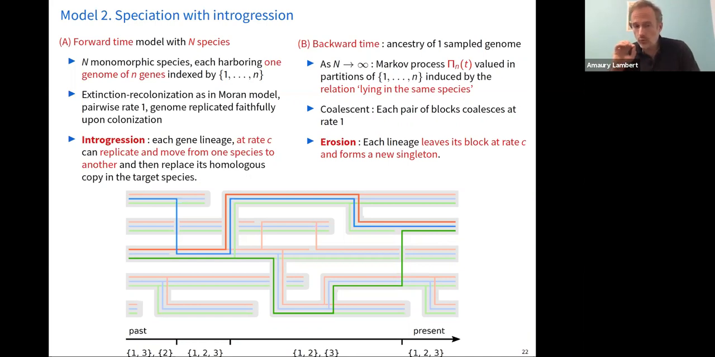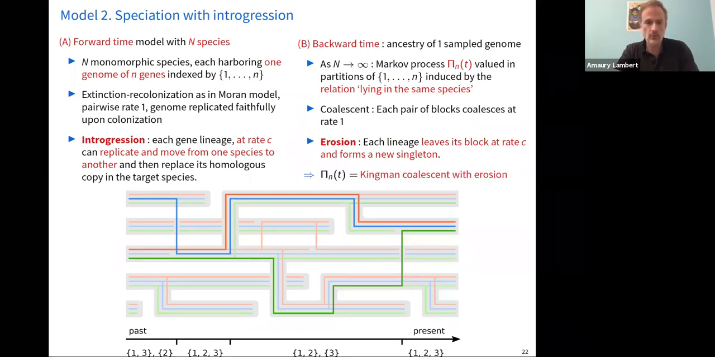And the dual to introgression will be the fact that, for example, the green lineage on the right will leave its block and land in another species. And because n is assumed to go to infinity, it will always land in a species which is empty, which contains no other ancestral material from the sample genome. So it's called erosion. It's one integer in each block which decides on its own, at rate C, to form a new singleton. And so the resulting process is known as Kingman's coalescent with erosion.